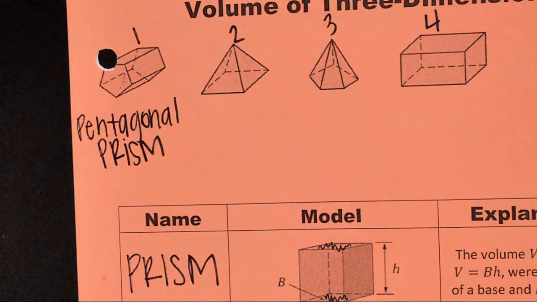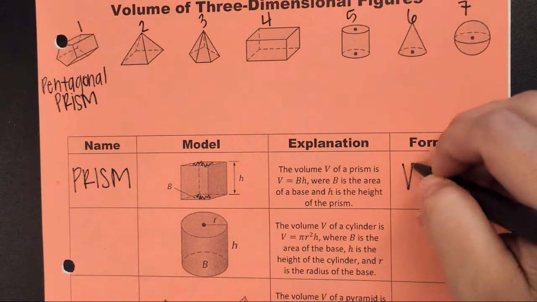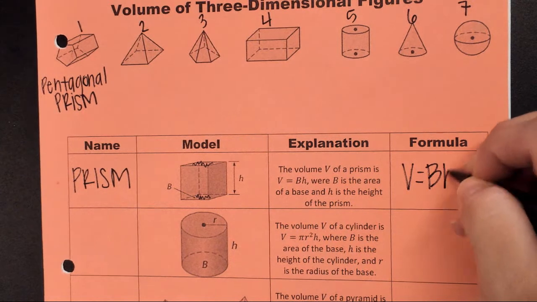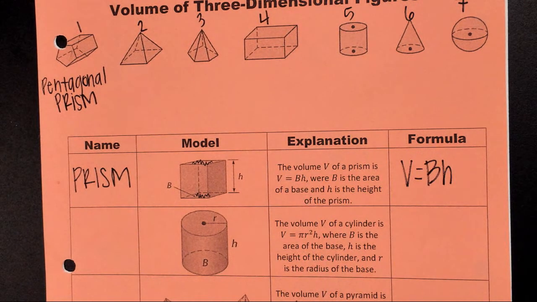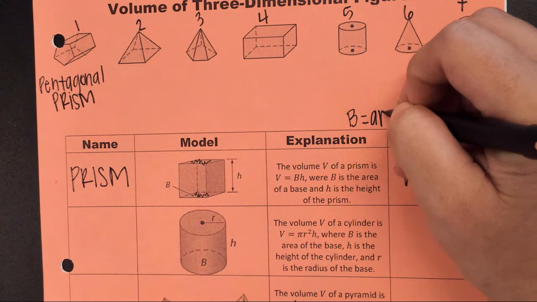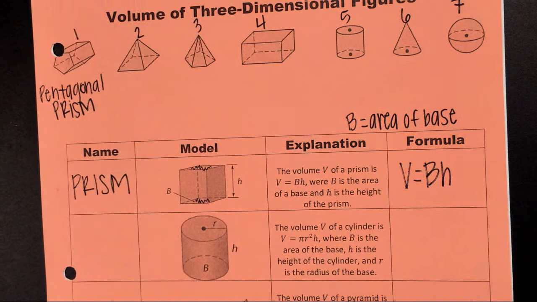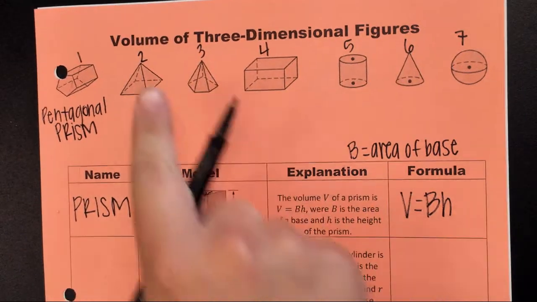The reason you have to know the difference is because the formula of a prism is volume equals big B times little h. That's a big B for a reason. In the area formula, what does small b stand for? Base. In volume, big B stands for the area of the base. So not only do you have to find the volume, but first you have to find the area of the base.